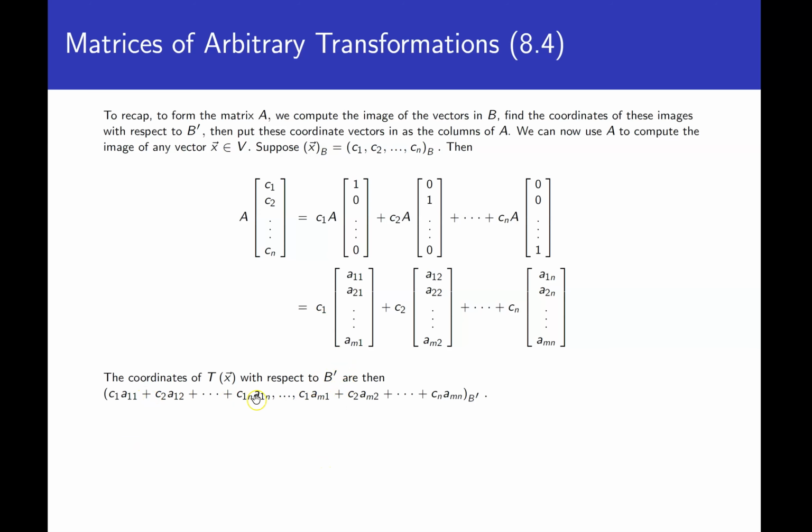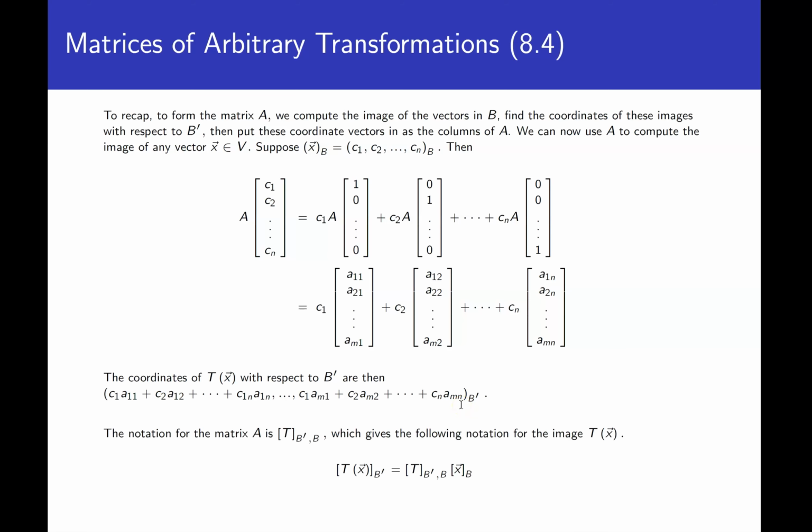Well, the first coordinate is just take the C1 times the A11, the C2 times the A12, the Cn times the A1n, and add them all together. Likewise, you do the same thing for the second, the third, and so on. So the last component, the mth component, will be C1 times Am1, C2 times Am2, all the way to Cn times Amn, added together.